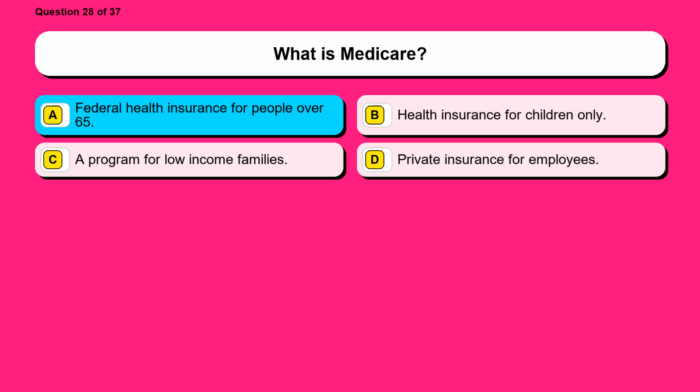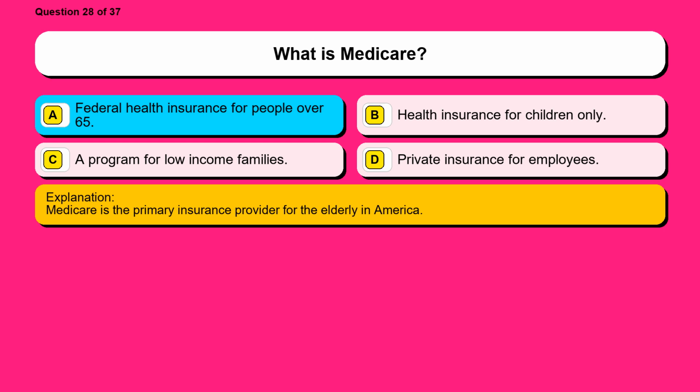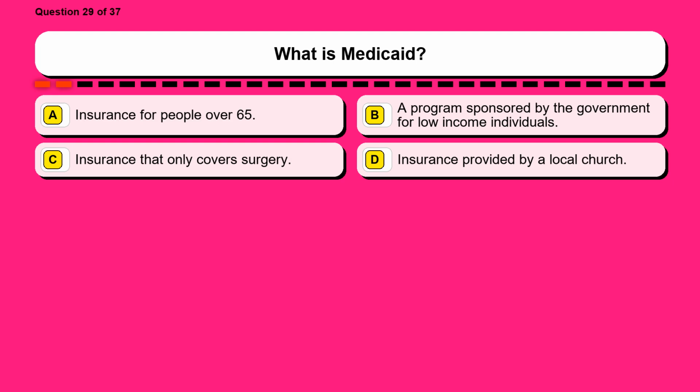The correct answer is option A, federal health insurance for people over 65. Medicare is the primary insurance provider for the elderly in America. Question 29. What is Medicaid?